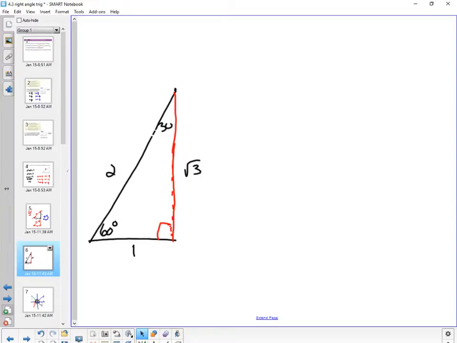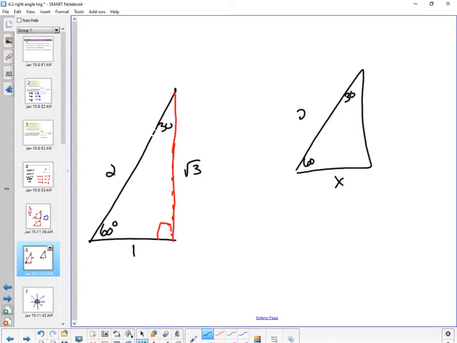Now here's how I remember where the 1 is. I just remember that opposite 30 is 1. Because they all used to be 60. That got cut in half. So the side opposite also got cut in half. Okay? This triangle can also be generalized. You can make it bigger. You can make it smaller. And it would go x, 2x, x radical 3.